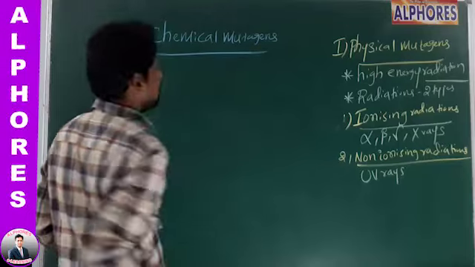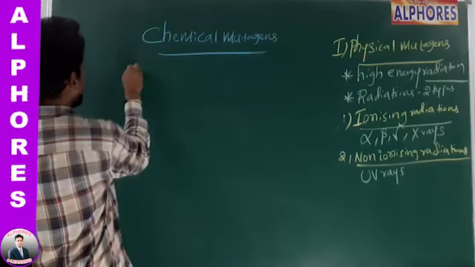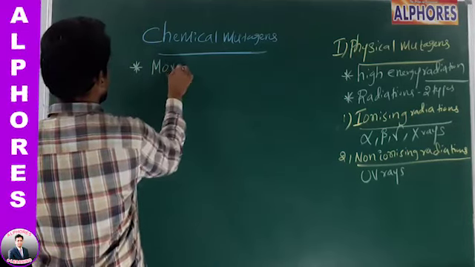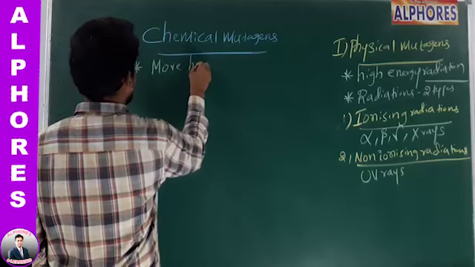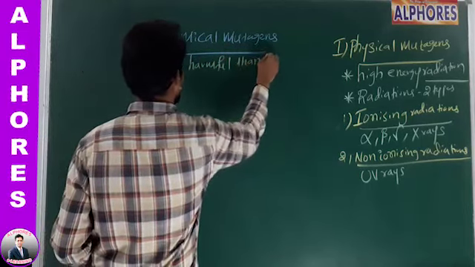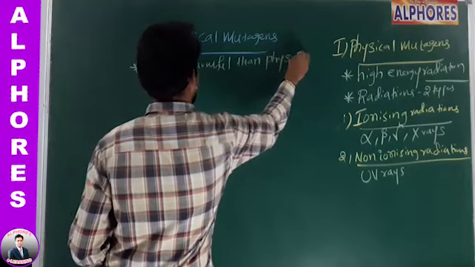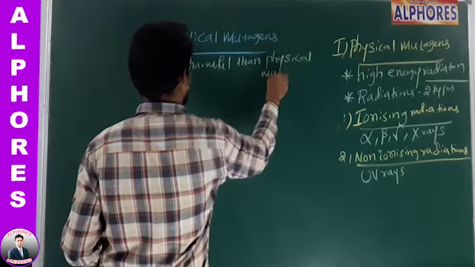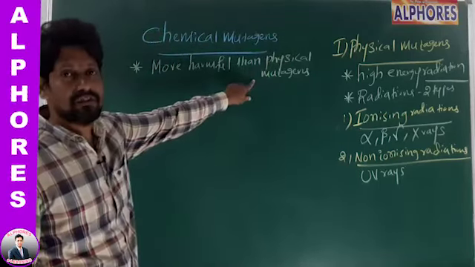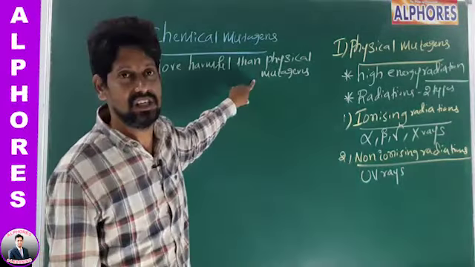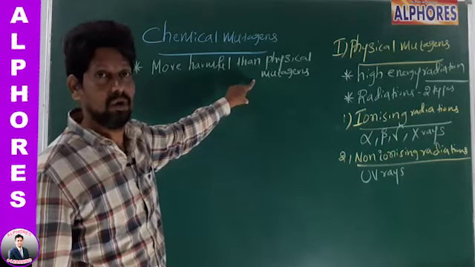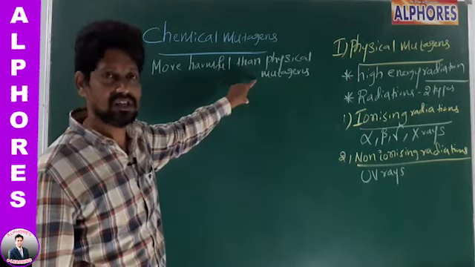Sir, these chemical mutagens are more harmful than physical mutagens. Why, sir? Because the action of a physical mutagen is localized. It is going to affect only one part of our body. Its effect is localized.